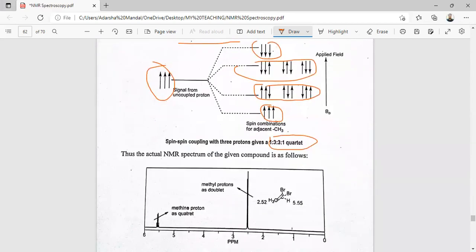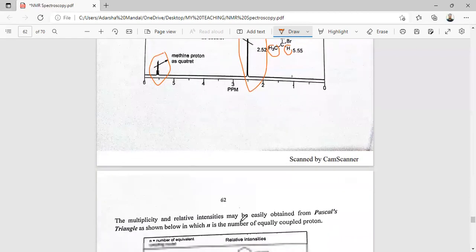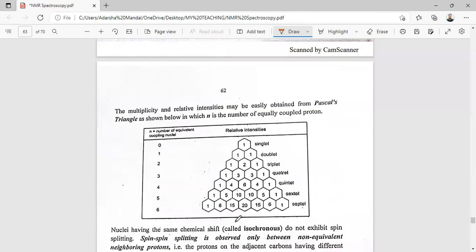So in the NMR spectrum of this molecule, the CH3 will split as a doublet, coming at 2.52, and the CH comes as a quartet, at 5.55. So the multiplicity and the relative intensity may be easily obtained from the Pascal diagram.